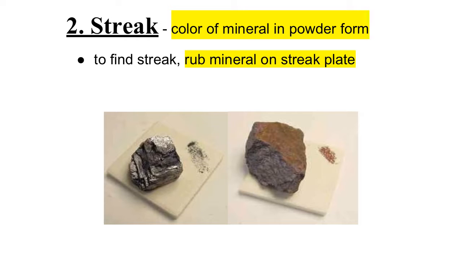The next property, second property of minerals, is called the streak. Now the streak is the color of the mineral in powder form. And the way you get the powder from a mineral is that you rub the mineral on a streak plate. So these white porcelain plates right here, these are streak plates. And you take the mineral, and if you just drag it once across the streak plate, it will leave the color on the streak plate. It leaves that powder color on the streak plate, and that is the streak color.